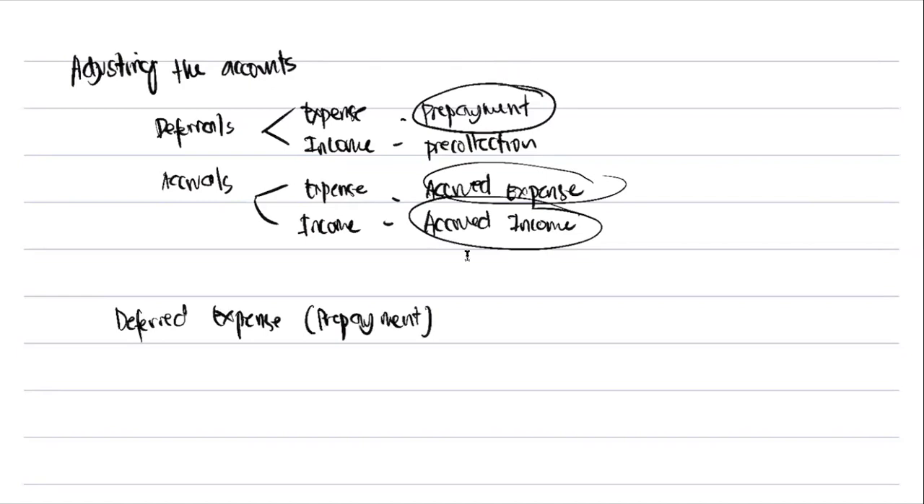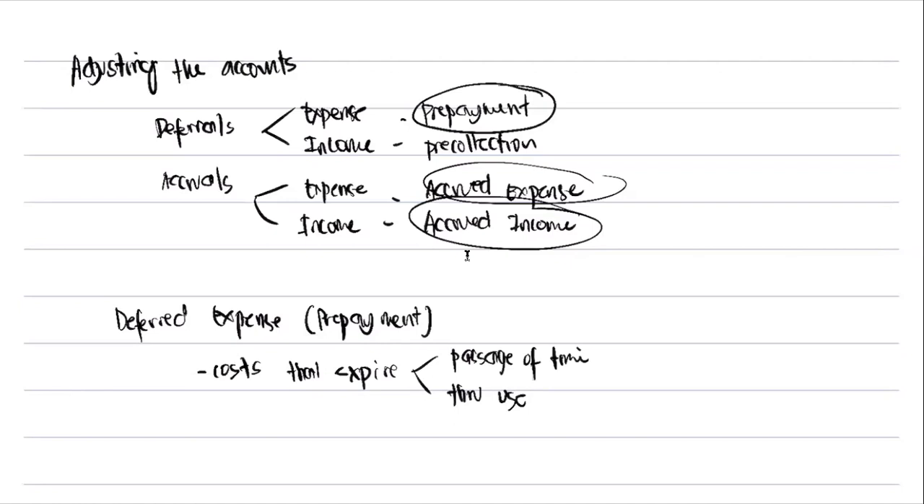So what is a deferred expense or a prepayment? These are costs that expire either through the passage of time or through use. So cost that expires either through passage of time or through use. Okay? So when you say through passage of time, that prepayment normally is for a certain period of time.